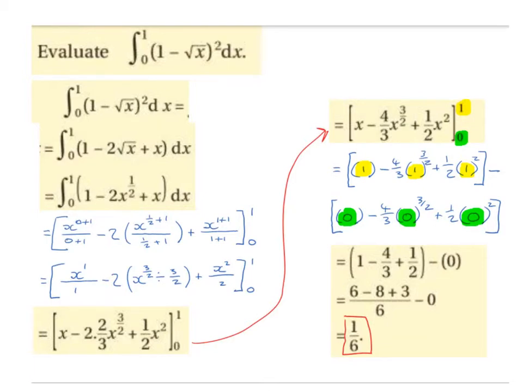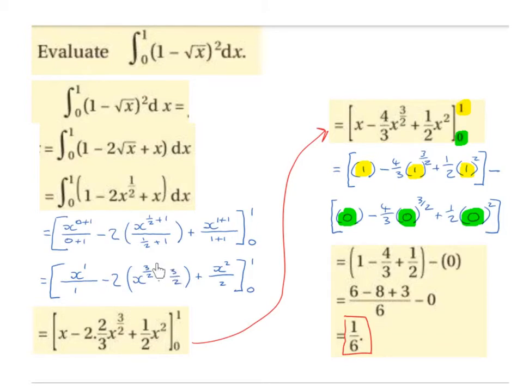So to integrate 1, well, 1 is really x to the power 0. Plus 1 over 0 plus 1, which is x to the power 1 over 1, which is x. So to integrate 1, we always just get x. Now to integrate minus 2x to the power of a half, we leave the constant minus 2 outside the brackets, and we integrate x to the power of a half. So x to the power of half plus 1 over half plus 1 is x to the power of 3 over 2 divided by 3 over 2.